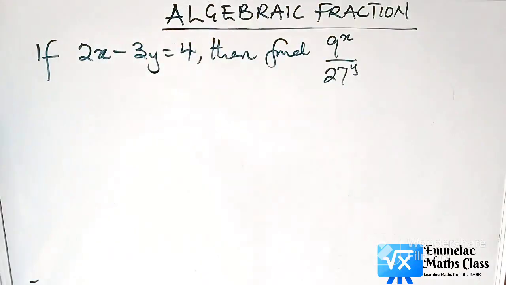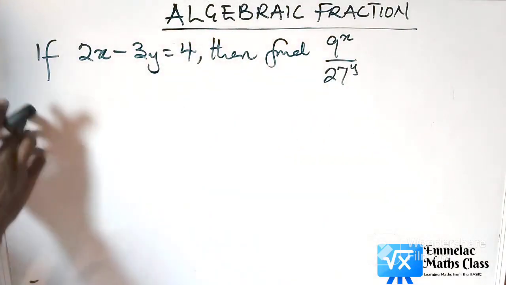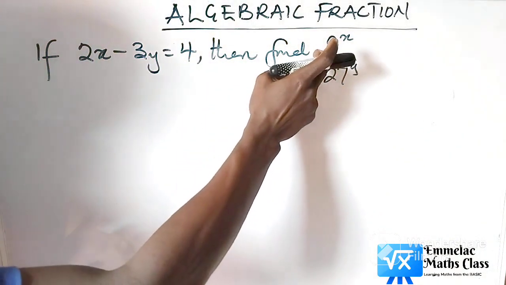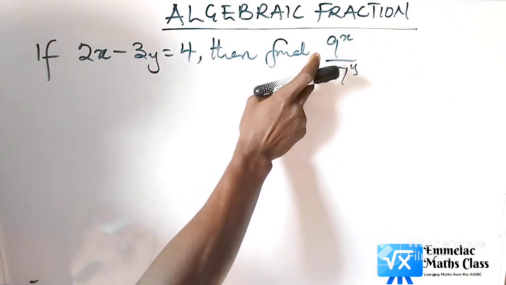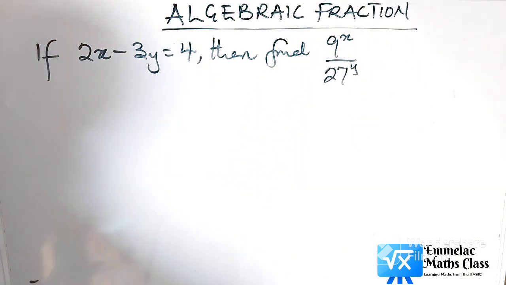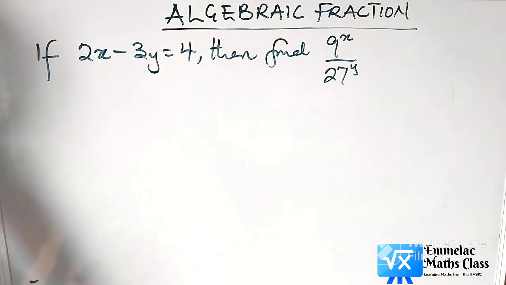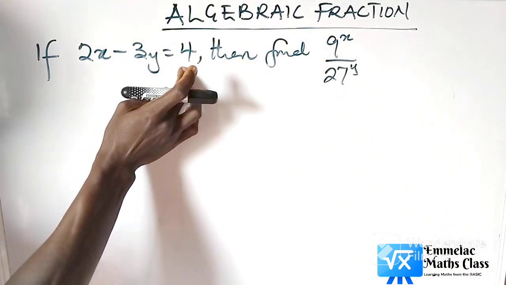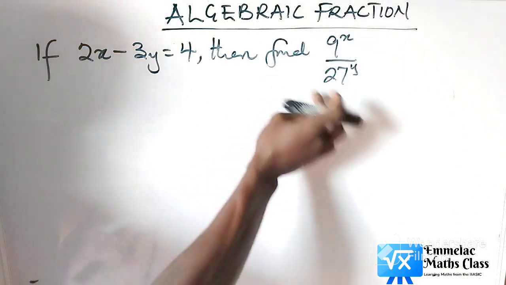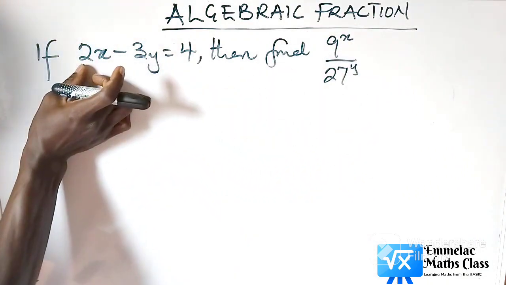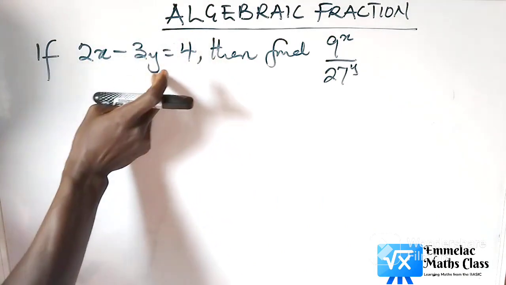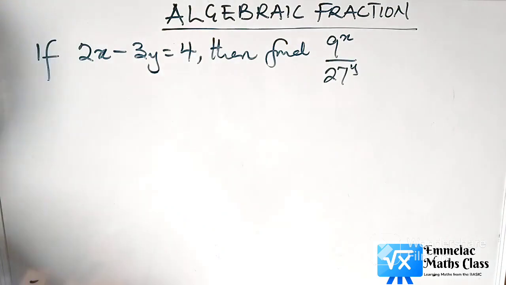Welcome to Emmelac math class, and before us is this expression that says if 2x minus 3y equals 4, then find 9 raised to the power x divided by 27 raised to the power of y. Now what we need to do is, we've been given that 2x minus 3y equals 4. So from this expression, let us see how we'll get 2x minus 3y, which we'll probably use to substitute for 4.